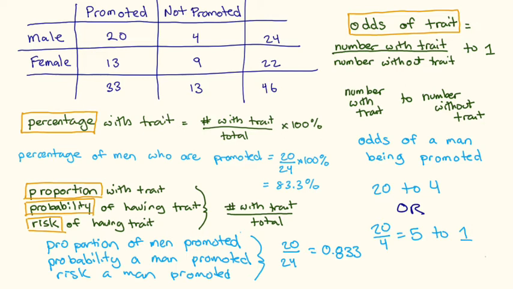I don't know why. And then in the book, it tells you to reduce the fraction and put it against 1. So I would do the number with the trait over the number without the trait. So promoted over not promoted. That's 20 over 4 or 5. And then I would write the word "to", 5 to 1.